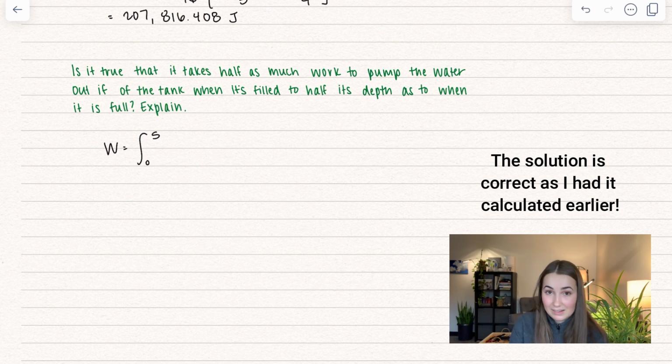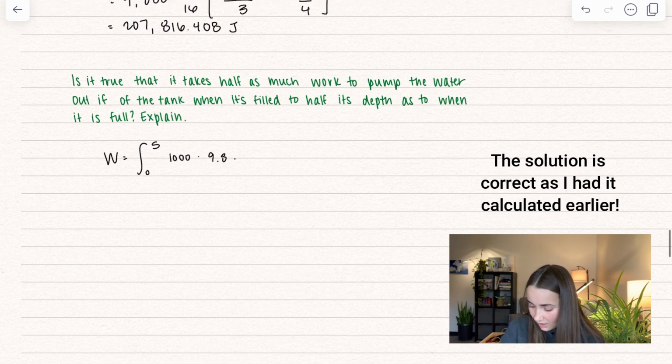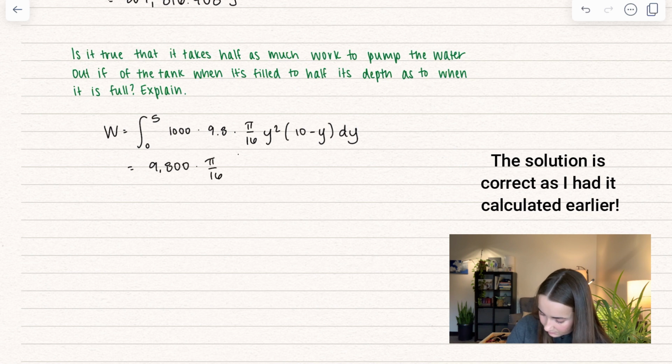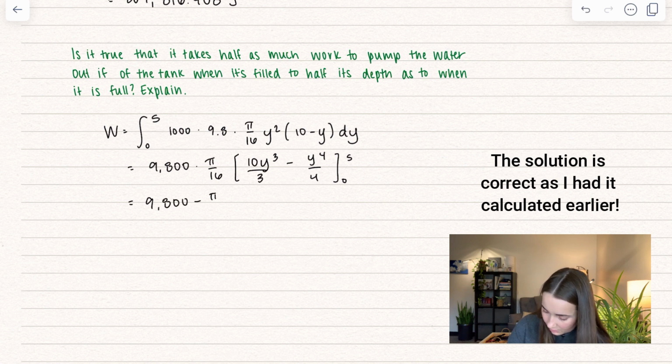But everything else in this equation stays the same. So here we have 1,000 times 9.8 times our cross-sectional area, which did not change. So we get pi over 16 y squared. And again, we're lifting it to the same height in order to get it out of the tank. So that doesn't change. So let's go ahead and talk about what this will equal. Here what we're going to do is plug in 5. When we plug in 0, that goes to 0.